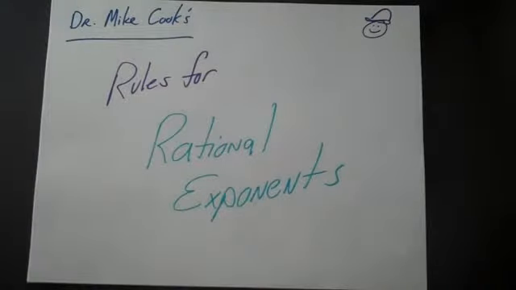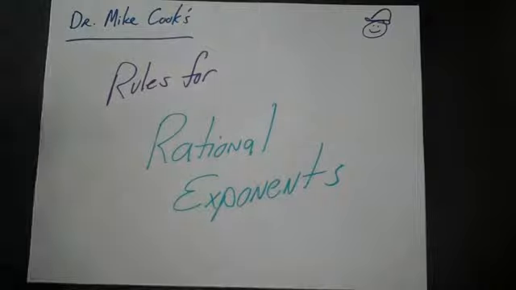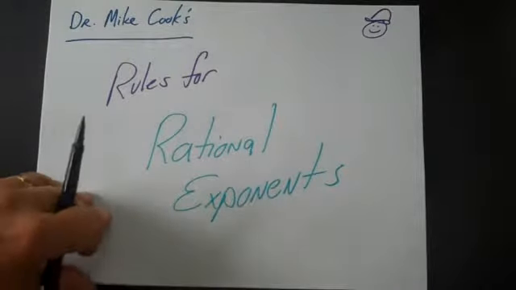Now let's look at the rules for rational exponents. The trick is that the rules for rational exponents are exactly the same as the rules for exponents. The only difference is that you have fractions. So let's look at some examples.